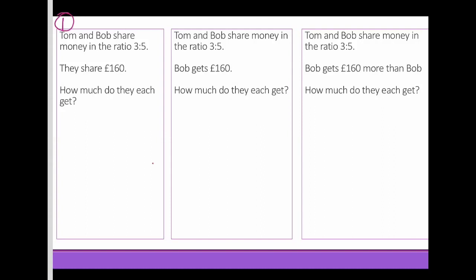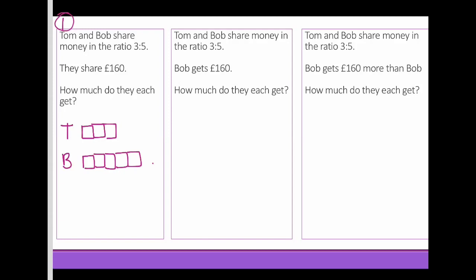what I need to do to start with is draw my diagram. So Tom and Bob share the money in the ratio of 3:5. So Tom, he gets 3, and Bob, he gets 5. So that's the beginning of my diagram, and I always start that way.